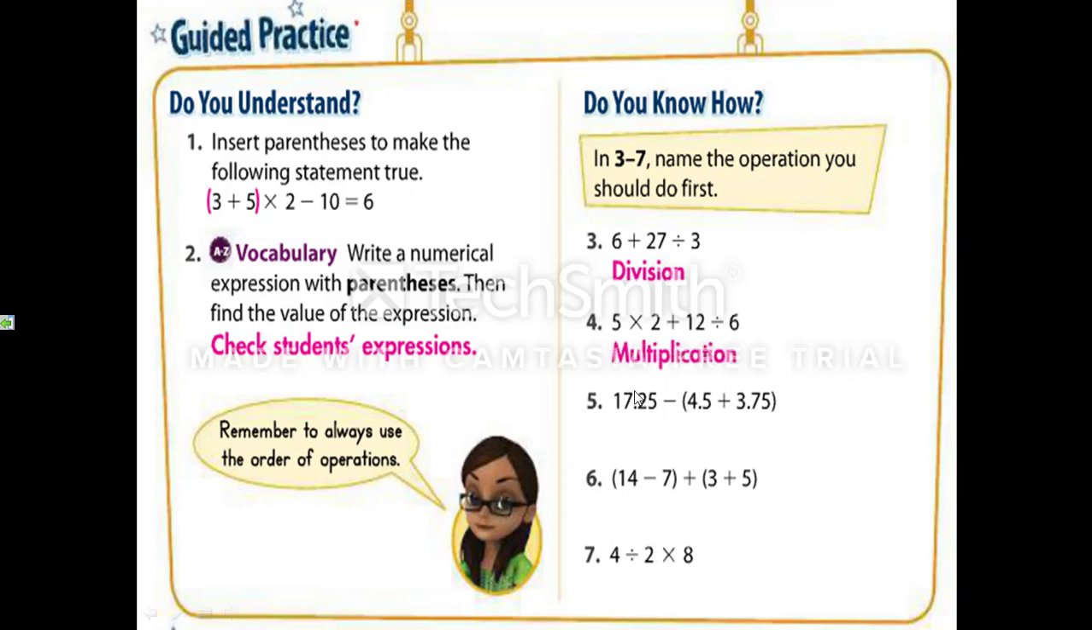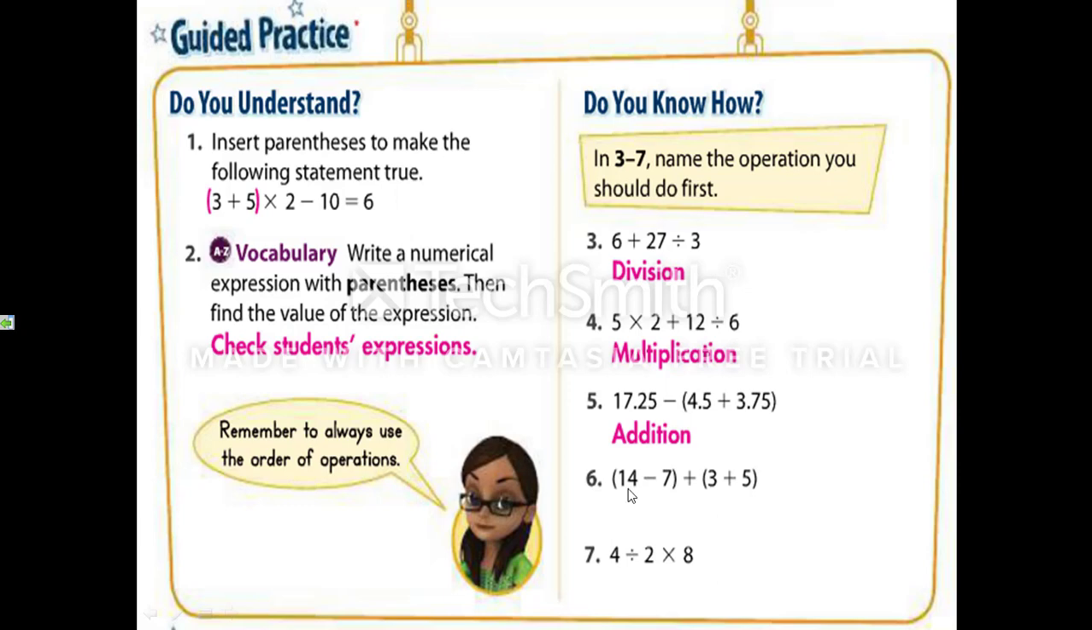In question number 5, we have subtraction, and here we have addition inside the bracket. Which one should I start with? Of course, I should start with addition, because here the parentheses will tell me I'm the strongest here. So I have to follow the brackets.